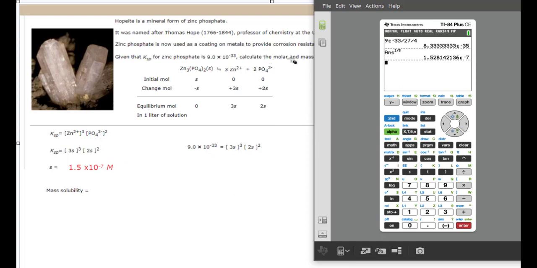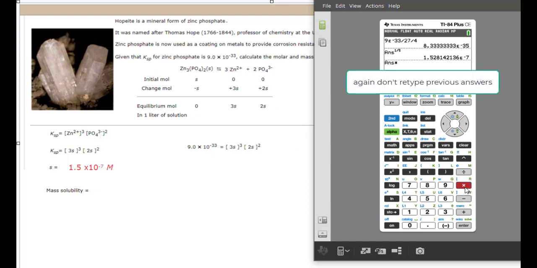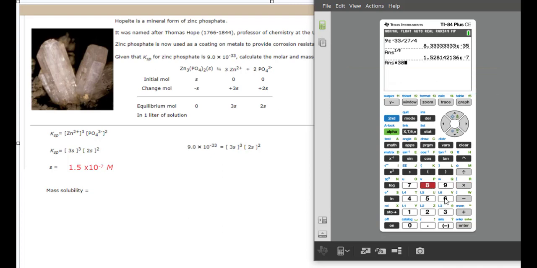Now they also wanted the mass. So if we had the moles of material that would be dissolved in 1 liter, we would just multiply that times our molar mass, which was given at 386.1. We won't need the 0.1 because this is going to be 2 significant digits anyway. So save yourself an entry. That will be your mass of the zinc phosphate that would dissolve in a full liter of water. Not much. This is going to be 0.05 milligrams.